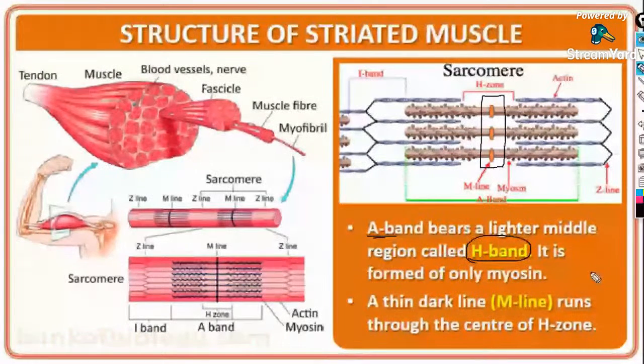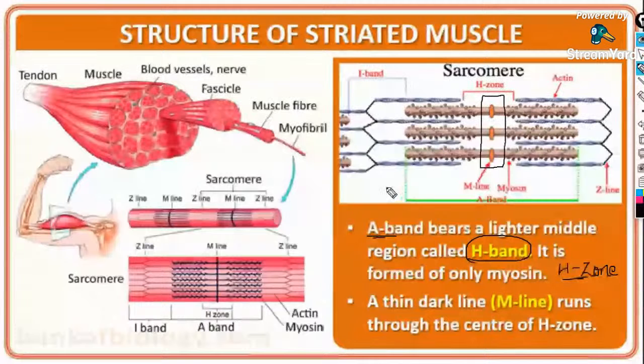H band, or you can call it the H zone. Clear? And guys, the definition of the H band is that it is the middle part of the A band that is not overlapped by the light bands. So the middle part of the myosin filament, that is the A band, which is not overlapped by the thin filament or the light band, is called the H zone.